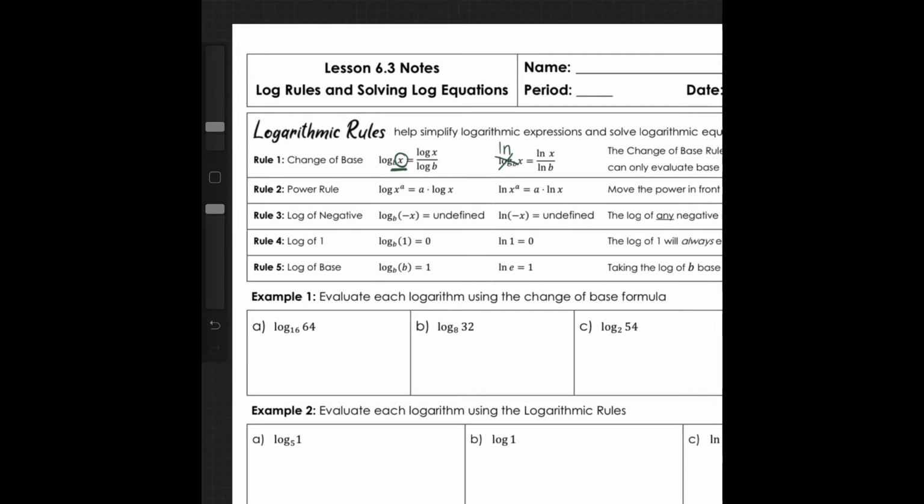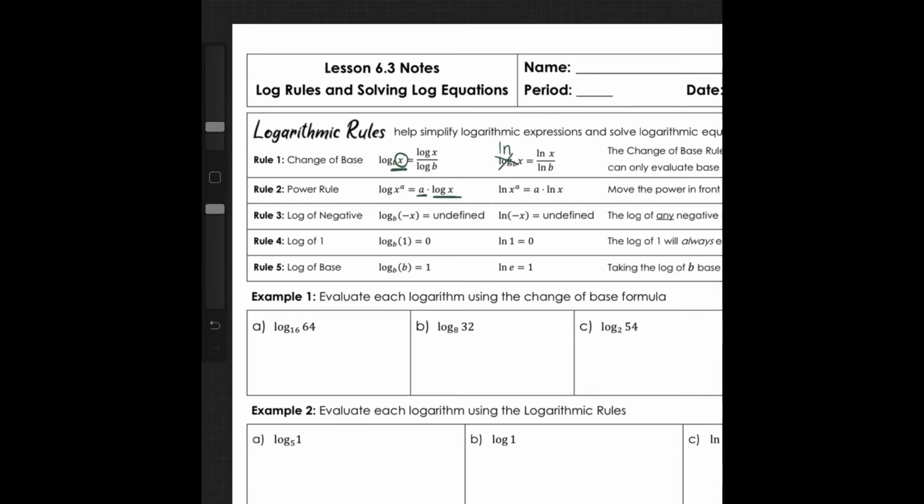The next one is the power rule. The power rule states that if you have log or ln of something to a power, you can rewrite it as the power times the log or ln of whatever that is. And the next rule is log of a negative. We know that you can't take a log of a negative number because you can never put something to an exponential power that will result in a negative.